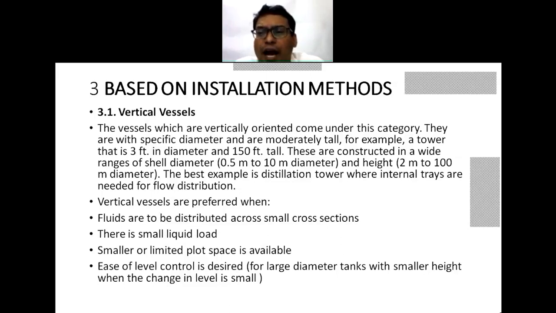Then heights of 2 meters or say 100 meters. These vertical vessels are preferred when the fluids are to be distributed across a small cross section. This is the basic requirement. We are trying to minimize the diameter so that the fluid will be uniformly distributed, with no channeling, or minimum channeling. That is the requirement of uniform distribution, because everywhere there is contact between the gas and the liquid.